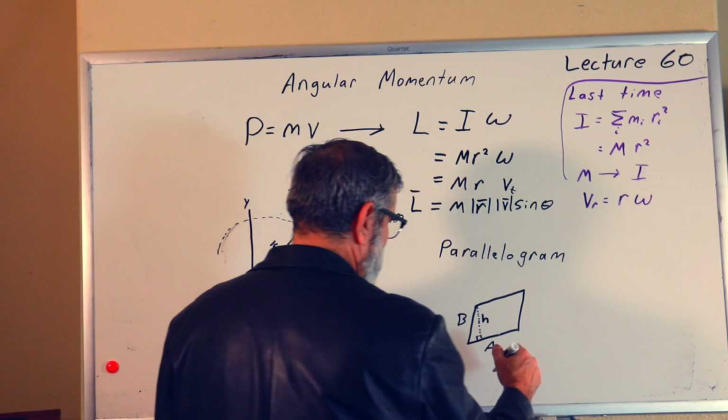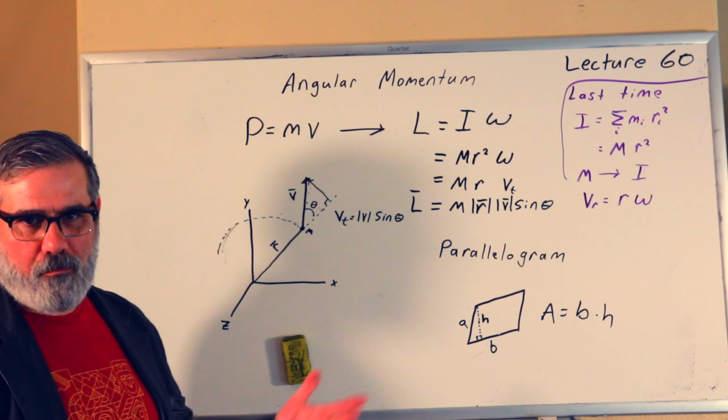Let me change those labels because I want to write a formula. I'll write lowercase a, lowercase b, so side length a, side length b. The area, this is why I got rid of that a, the area is equal to the base times the height. It's just a rectangle.